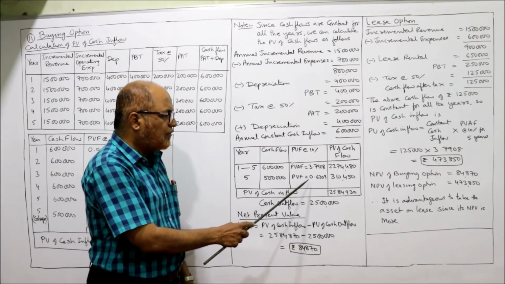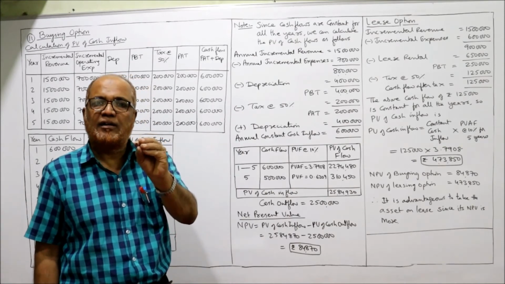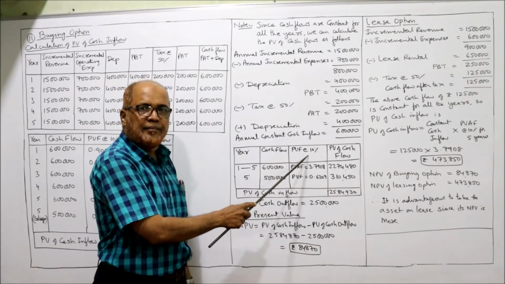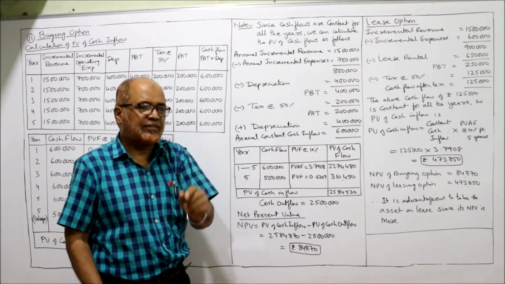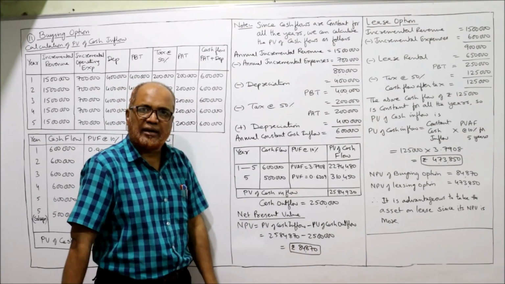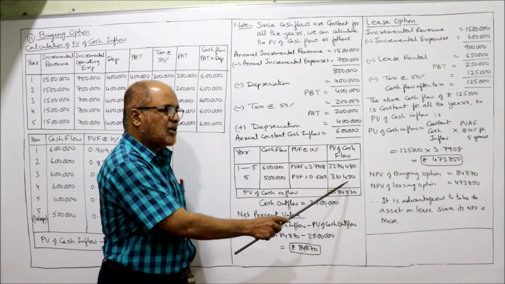So PV of rupee 1 at the end of the fifth year at 10% rate. At 10% factor, fifth year only, you will get 0.6209. Now multiply 5 lakh into 0.6209, 3 lakh 10,450.